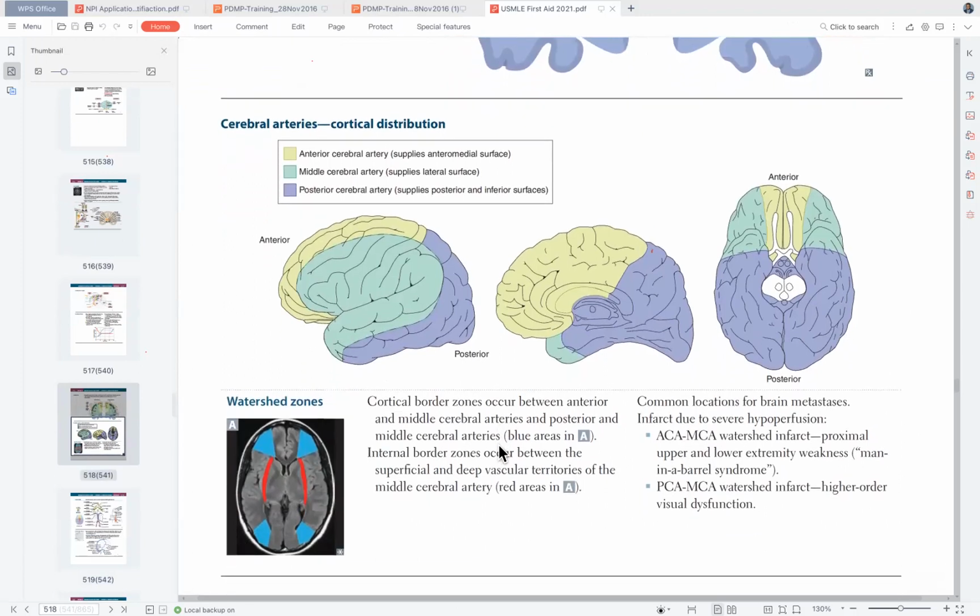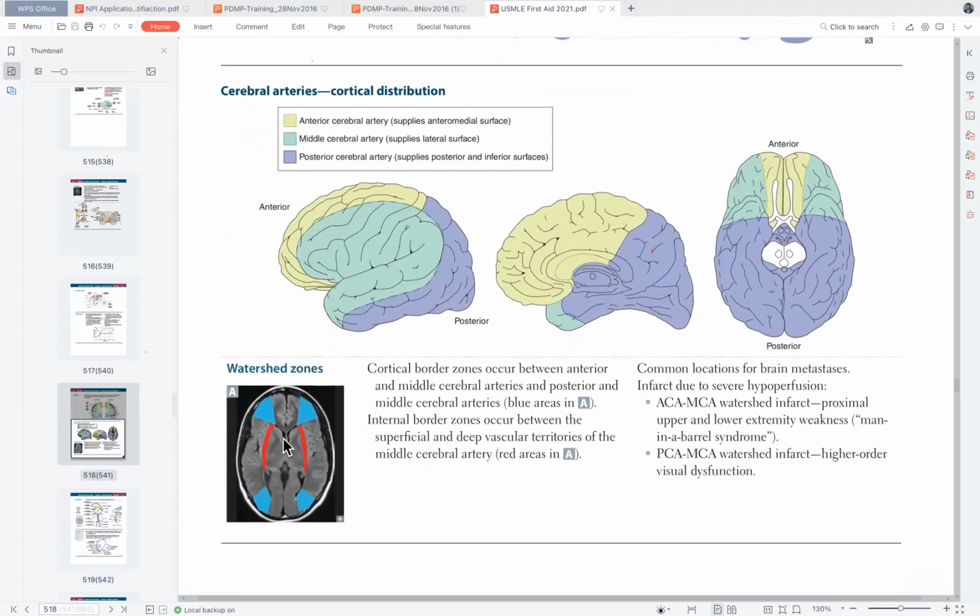Okay. And then these are watershed areas, where cortical borders occur between the anterior and middle cerebral artery. So like where the vessels meet, they call them the watershed areas over here, the watershed areas. And so that is the red.